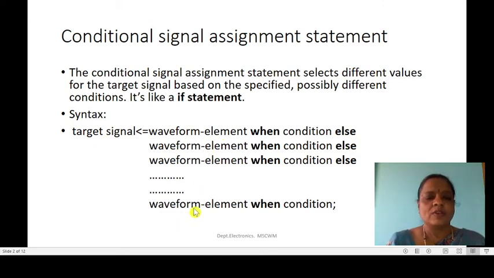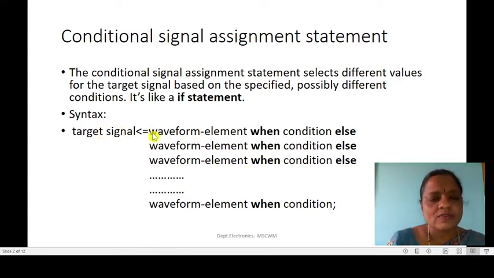Now let us see the working of this conditional signal statement. I already told you it is just like an if statement. Here, when some event occurs on the waveform elements or the conditions, the control is going to check one condition. When the condition is true, that value is assigned to the target signal. For example, if the second condition is true, then it is going to assign this value.